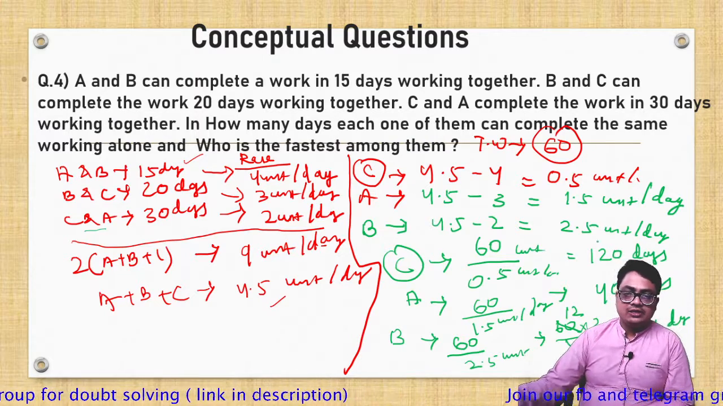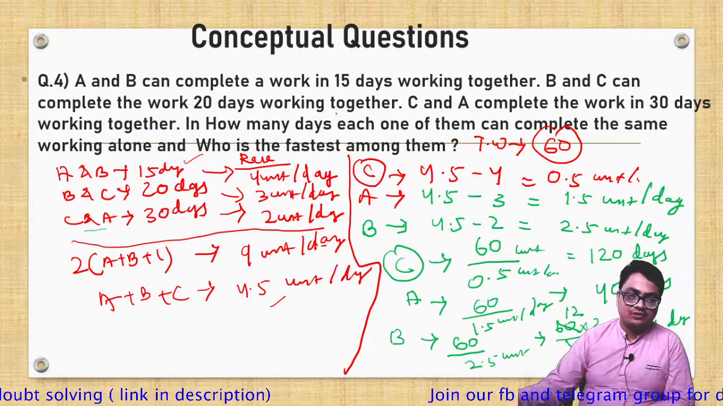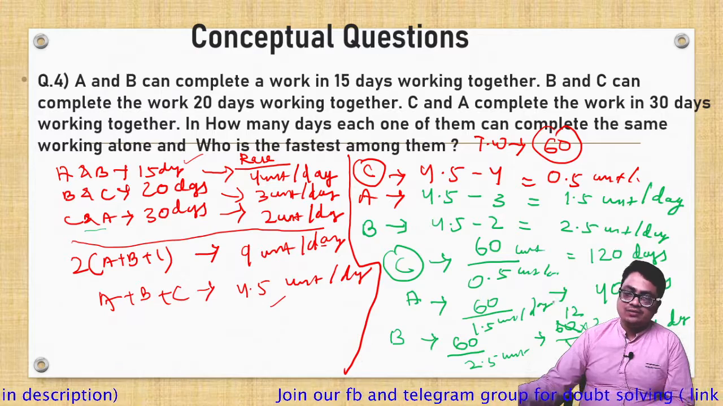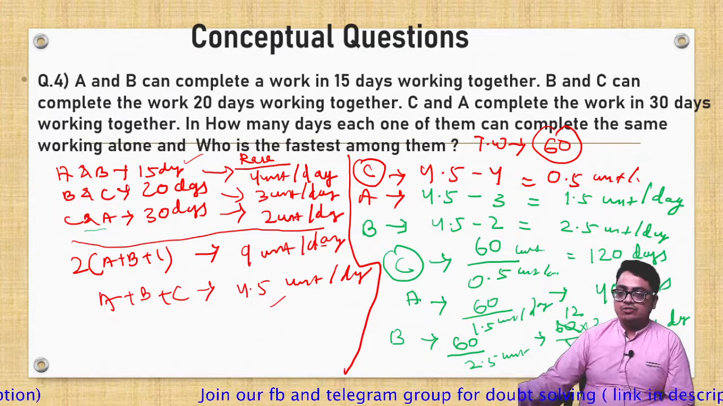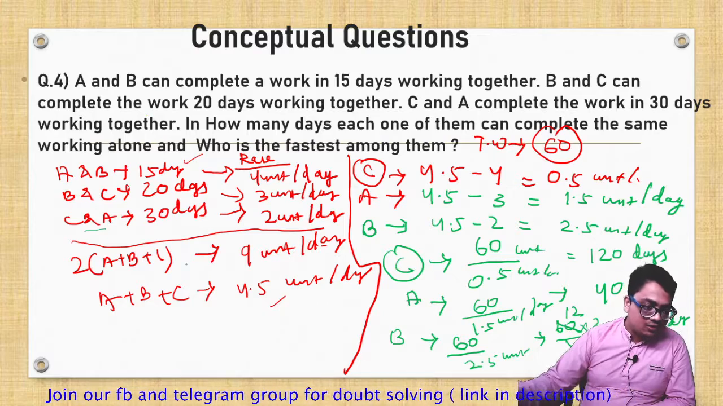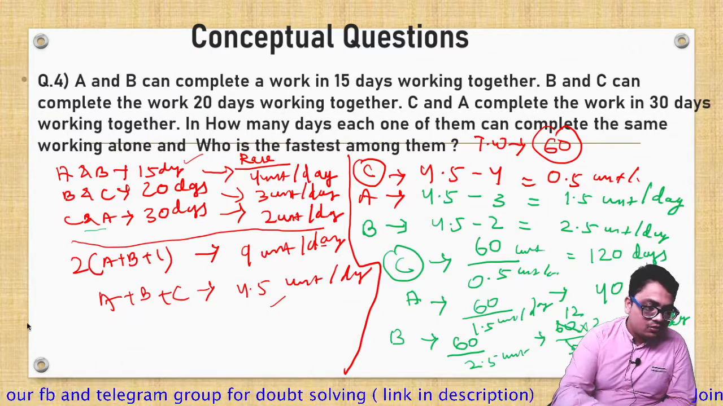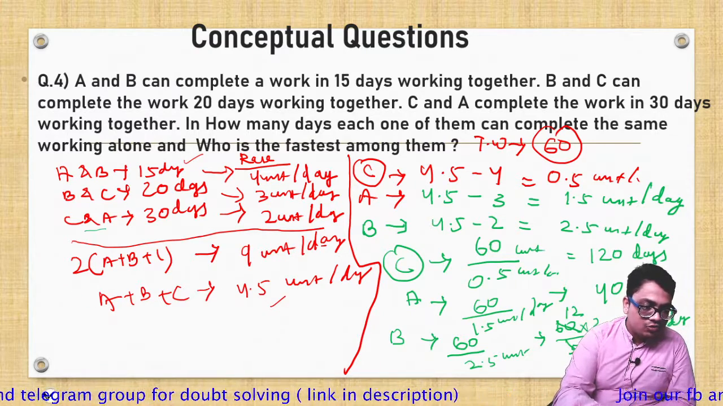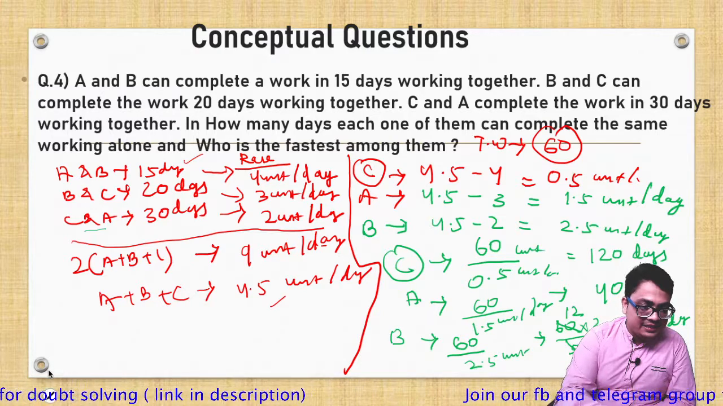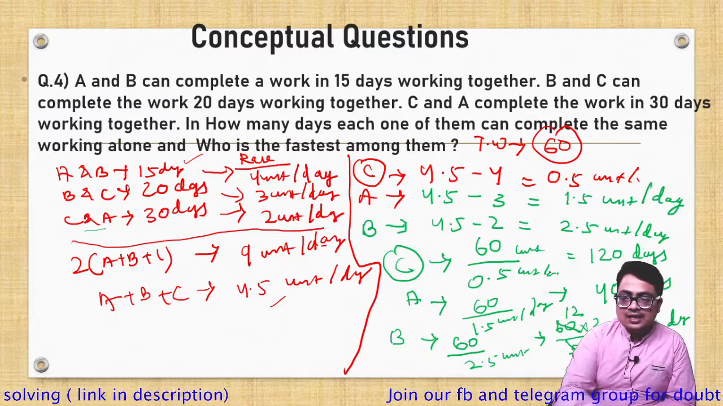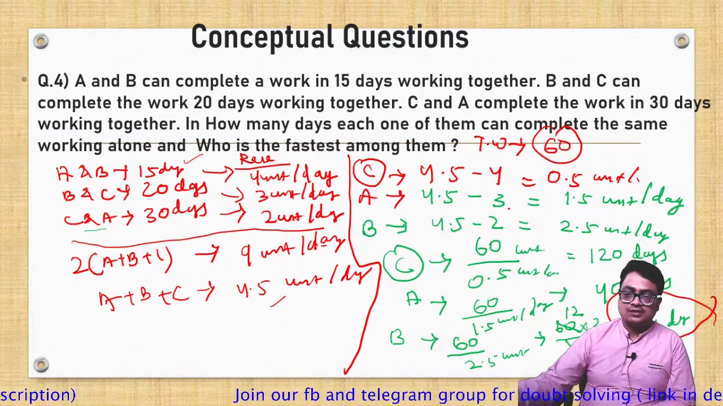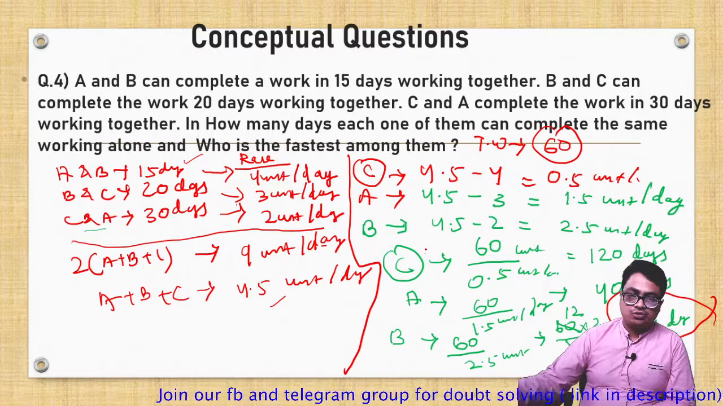So it is asking who is the fastest among them. The person who is taking the least time will be the fastest. Hope you got this. So who is the fastest? You can see here that B is the fastest. So this will be the answer, 24 days.